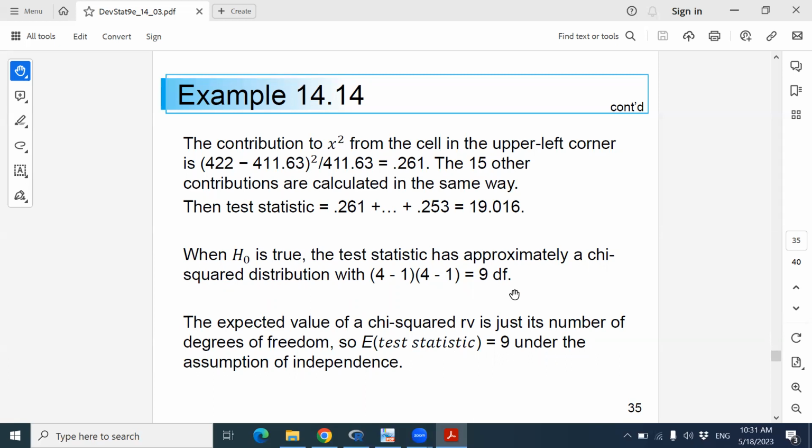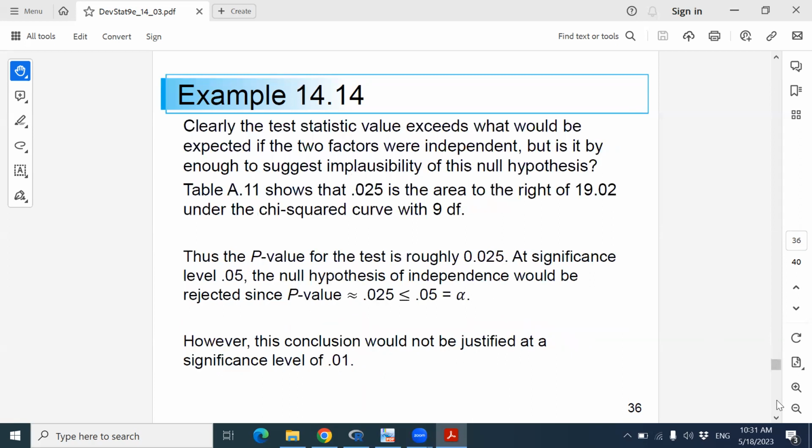But how big is it? Even though it's bigger than the average, we still want to know how much chance it is to observe 19 or bigger in the test statistic if null hypothesis is true. So we can compute the p-value. P-value in this case greater or equal to 19.016 with 9 degrees of freedom.